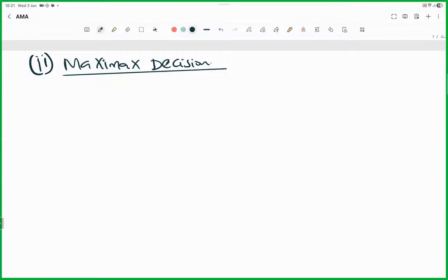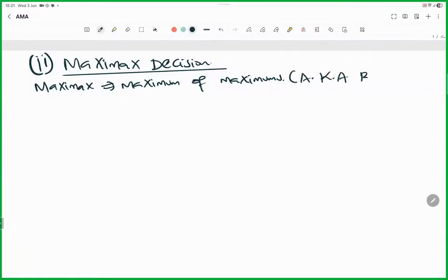So first of all, we have to understand what maximax stands for. In short, it is maximum of maximums. Actually, that's the best way of remembering this. Maximum of maximums. It is also known as best of the best.